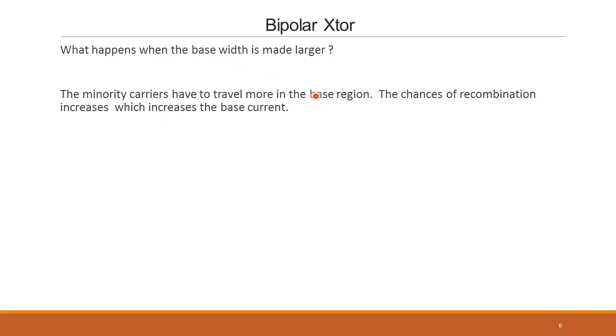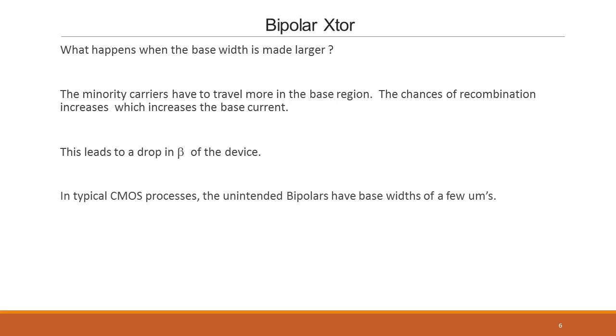If they have to travel more distance, the chances of recombination increase, which increases the base current, as well as reduces the collector current by the same amount, because the recombination current is added to the base and removed from the collector. We've seen that. This actually leads to a drop in the beta of the device, because beta is nothing but collector current by base current. Collector current is reduced, base current is increased, so beta drops.